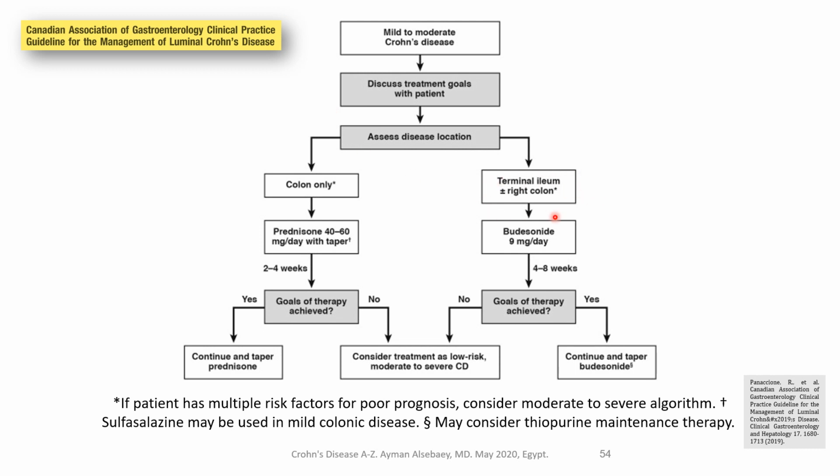If the disease is in the terminal ileum, all the guidelines said one way: budesonide 9 milligram for 2 months. I will ask myself if there is response or not. If there is good response, I will taper it because budesonide is not used for maintenance. And if there is no response, I will shift to oral corticosteroid or another drug regimen. Easy?